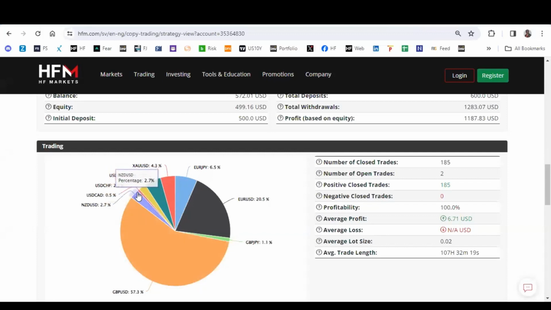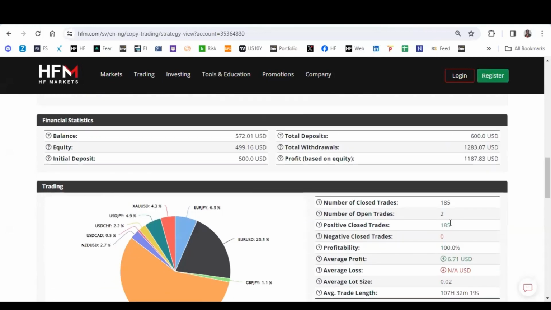of his trades. Now, this person has closed about 185 trades in total, over that 1 year space he's been doing this. The total number of open trades he has right now is about 2 trades. So on those 2 trades, he's losing some amount of money. About 185 positively closed trades, which is good. He's never really closed a trade in negative, and the profitability has been 100%. That means all the trades he has closed have been in profit.